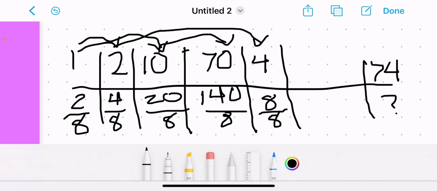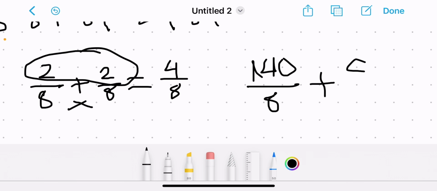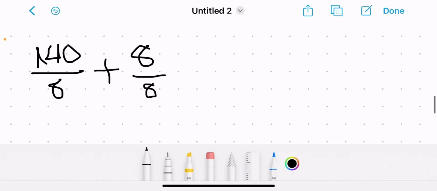The last thing I'm going to do is add 70 plus 4 to get 74, which means I'm adding 140 over 8 plus 8 over 8. My denominator stays the same, so if I add my numerators, I should get 148 over 8.